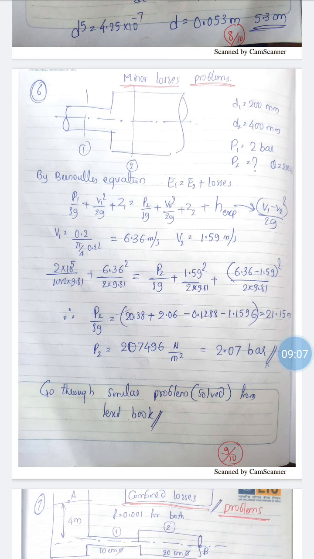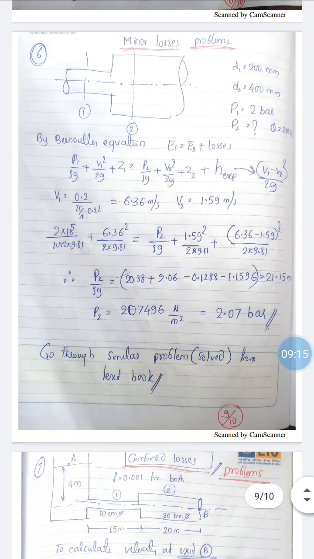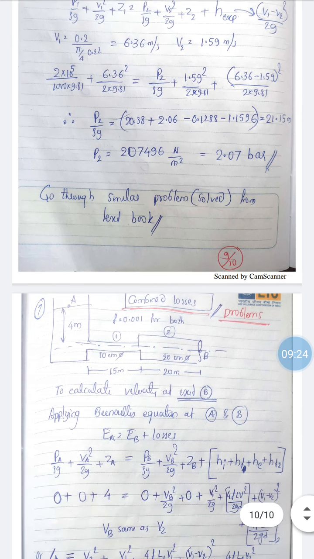When you substitute everything, you can see that except P2, all the other values are known. So you'll get P2 by rho g as 21.1 meters, so P2 is around 2.07 bar. Similar to these problems, there are many worked out examples in all the textbooks, mainly R.K. Bansal and K.L. Kumar. I request all of you to go through that.